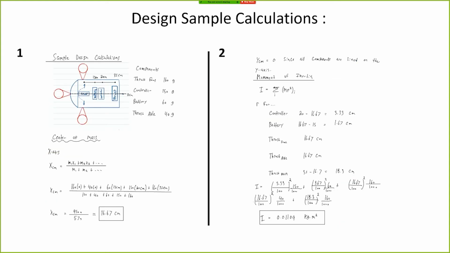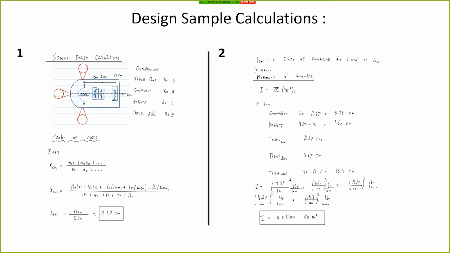Next, we'll be talking about the design sample calculations. I'll be going through step by step how we derived the values that were mentioned in our specification section. First, we'll talk about center of mass. As you can see, our components are listed there with their respective mass. We simply plugged it into the center of mass equation and obtained 16.67 centimeters on the x-axis for center of mass. Since all the components are aligned on the y direction, as shown in the diagram to your left, we get a center of mass of 0 for the y-axis.